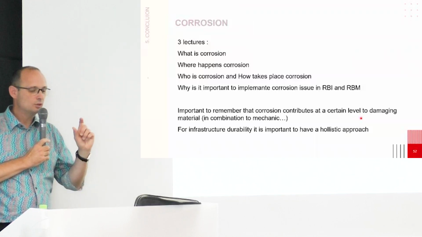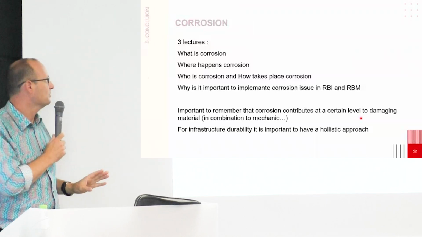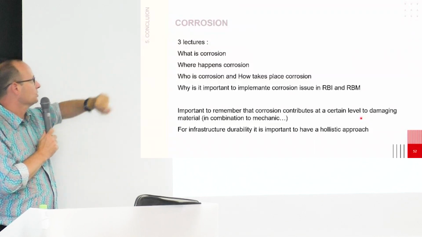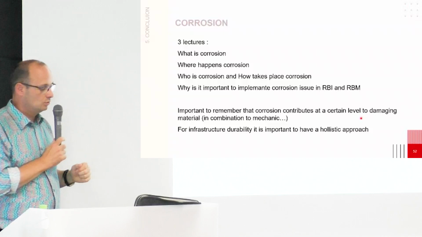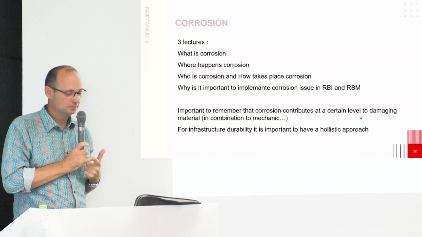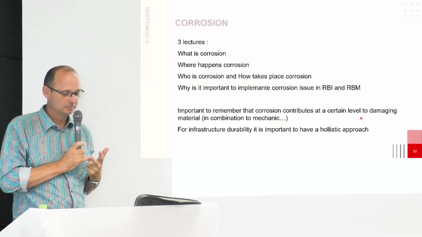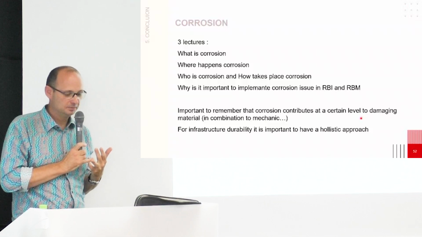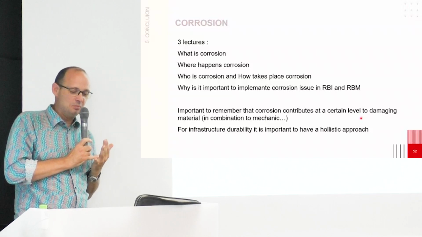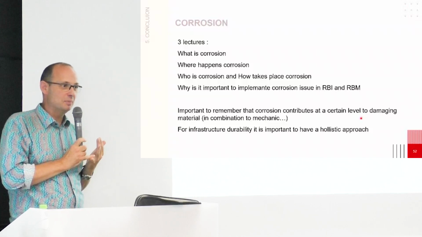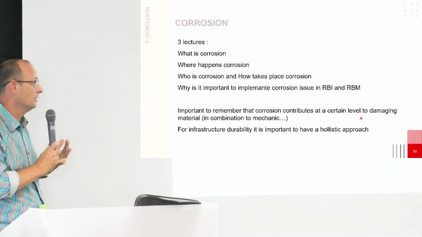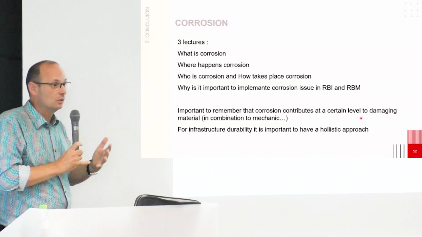I think I was a little bit short, but I know I'm arriving at the end of this lecture. So just to summarize the three lectures that I gave, I tried to answer what is corrosion, where corrosion happens, who is corrosion, how corrosion takes place, and, sorry for that, why it is important to implement corrosion issues in risk-based inspection and management, because it is also a key player at the same level as mechanical damage.